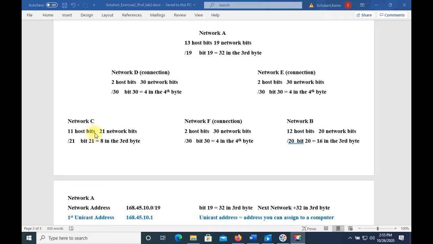Network C, 11 host bits with 21 network bits. /21 is the subnet mask. Bit number 21 is also in the 3rd byte, but it's only worth 8. And then for the connection networks, we will use 2 host bits, 30 network bits, /30, the subnet mask. Bit 30, as in the previous exercise, is in the 4th byte and it's worth 4, and that's the same for network E and for network F.